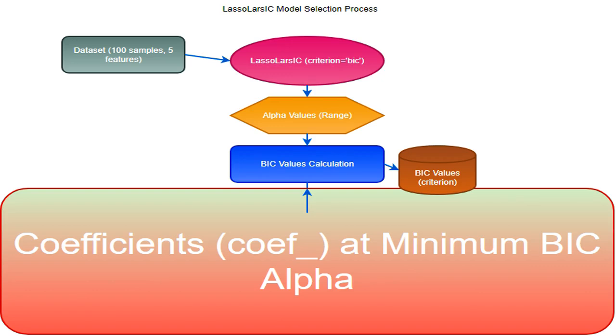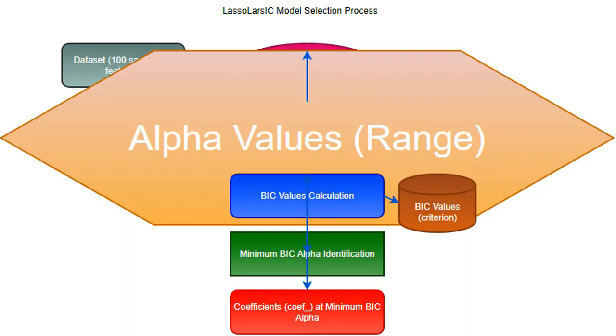I retrieve the coefficients of the predictors for the model corresponding to the best alpha, minimum BIC. These coefficients define the relationship between the predictors and the response variable for my best model. I do not use a fixed set of alpha values. Instead, I explore a wide range to find the best one. LassoLarsIC determines which alpha values to test through an iterative process, not a predetermined list.